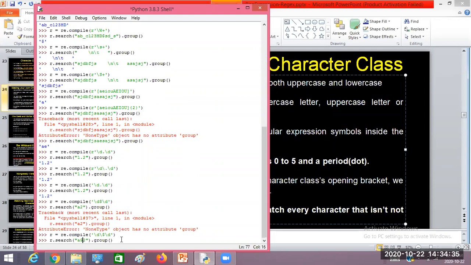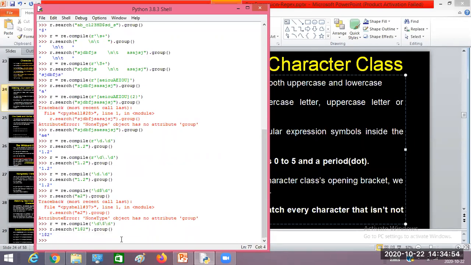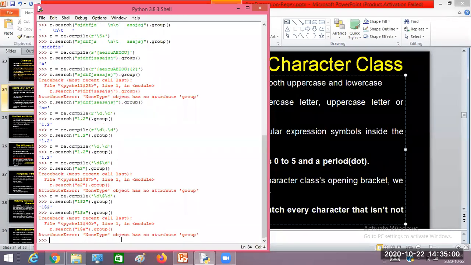I'll write $1.2 now. This is a digit followed by a dollar symbol followed by another digit. I want to match one digit followed by a dollar symbol followed by another digit. So now this is going to match. If I put something else here, like A, it is not going to match, as it is not following the pattern.